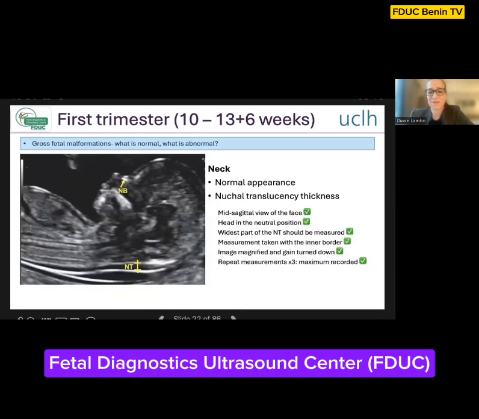What are the criteria? There's quite strict criteria on how to measure the NT. And again, what you want is that mid-sagittal section. You can see the echogenic nasal bone here. You can see the rectangular palate here, and that's separate from your nasal bone. The image of the head and the thorax, again, is completely magnified, so it occupies your whole screen. And again, you want your fetus in the neutral position, so not hyperextended or hyperflexed. And the widest part of the nuchal translucency is measured using the inner border of your caliper, where you place it just on the line of the nuchal translucency thickness. Usually, we recommend that you take at least 3 measurements and you record the maximum one.